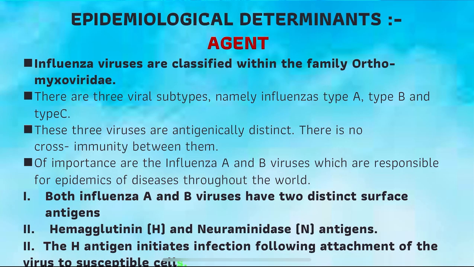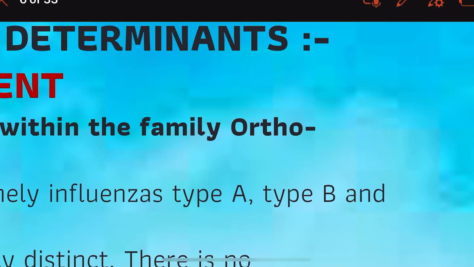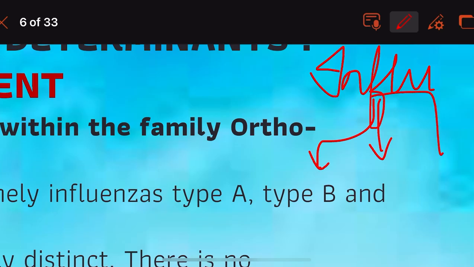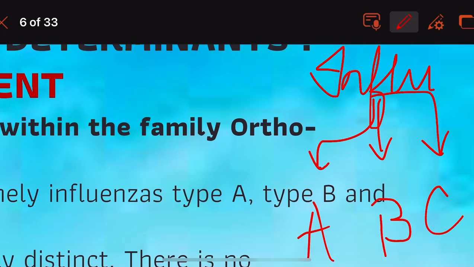So what is the agent here? We have discussed that the agent is a virus. What virus? It is the influenza virus, belonging to the Orthomyxoviridae family. There are 3 viral subtypes. So under these influenza viruses, we have subtypes. What are the subtypes? Type A, type B, and type C. Okay, so this influenza virus has 3 subtypes: subtype A, B, and C.